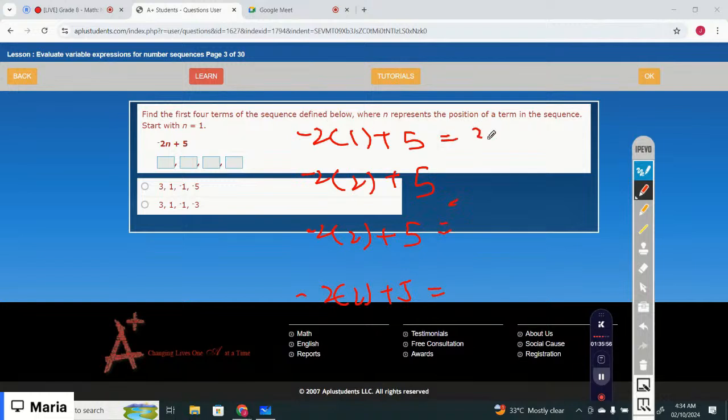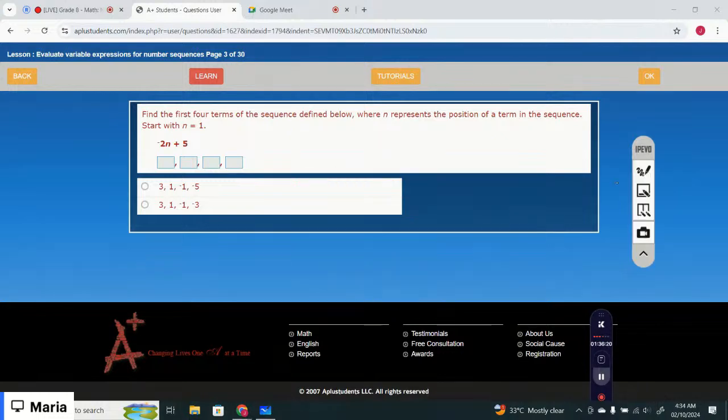5 minus 2 is 3, 5 minus 4 is 1, 5 minus 6 is negative 1 and 5 minus 8 is negative 3. Option number 2 is the correct option. They are 3, 1, negative 1 and negative 3.